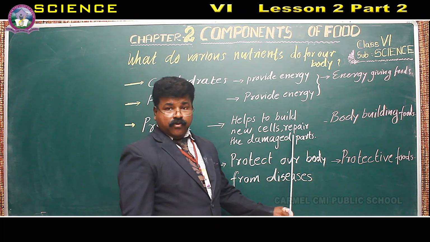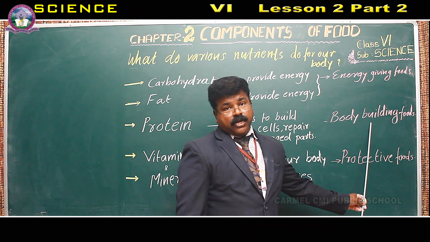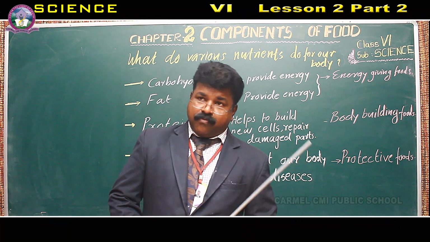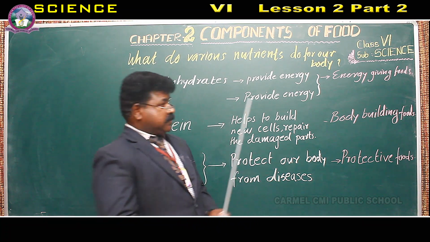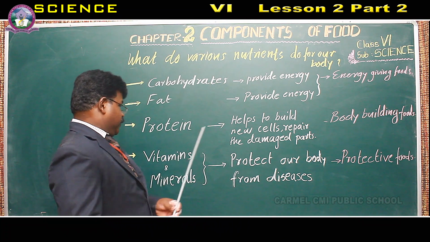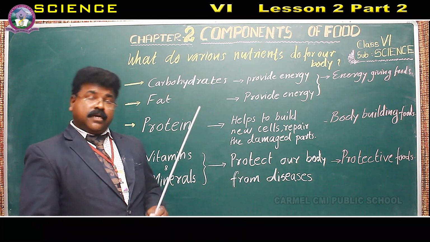Because they are helpful for building our body, these food items are known as body building foods. Protein containing food items are helpful for us to build new cells, so they are known as body building foods. Is it clear? Now let us see the next nutrient, that is vitamins and minerals.